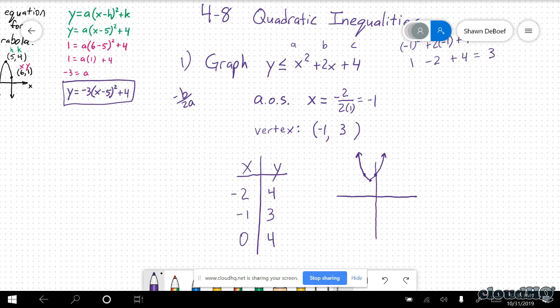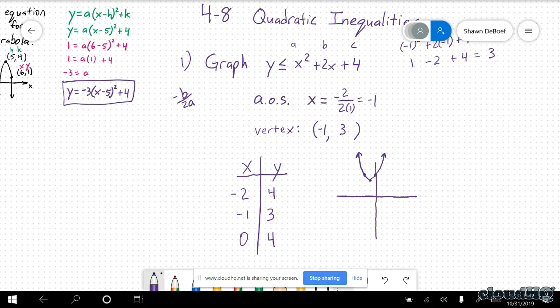I forgot the fact that this is an inequality. And I was supposed to decide, is this supposed to be a dashed line or a solid line? I got lucky, this one was supposed to be solid. I know it because a less than or equal to means it's a solid line. So I got lucky, but I do need to shade. I have to figure out where to shade. I'm either shading everything that's inside of the parabola or everything that's outside of the parabola.